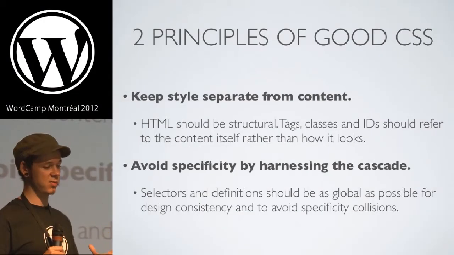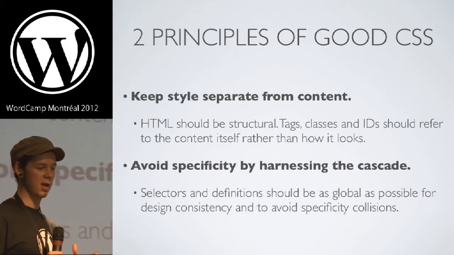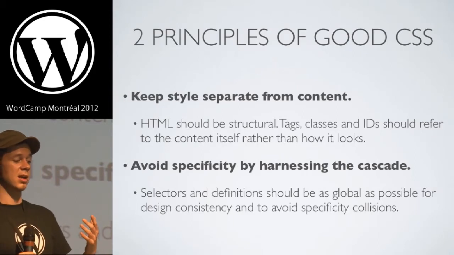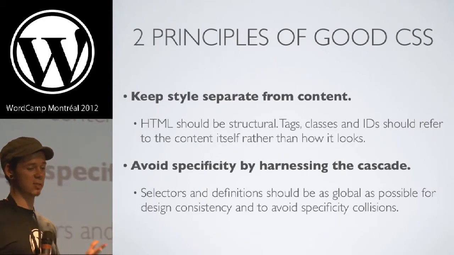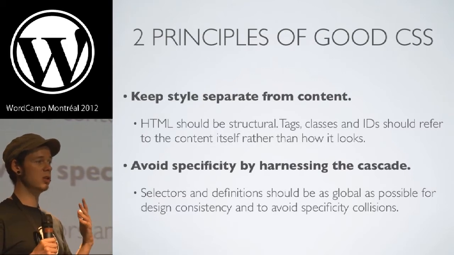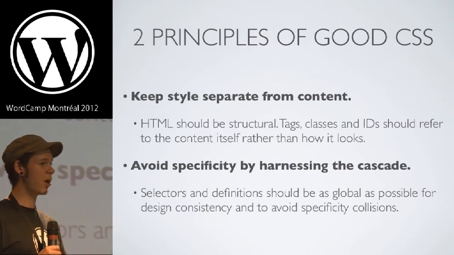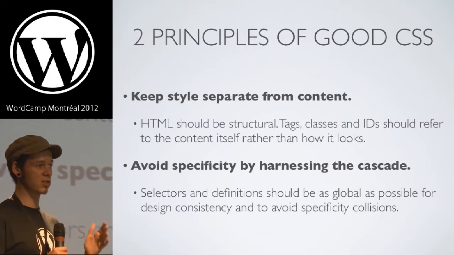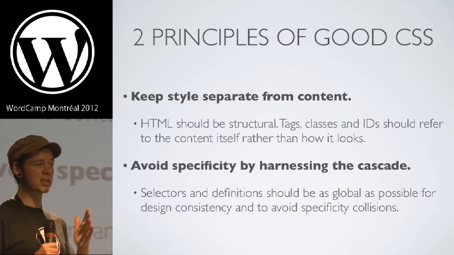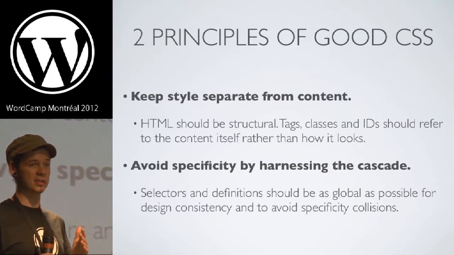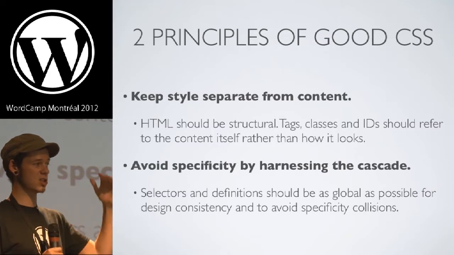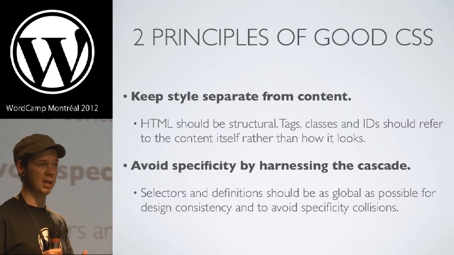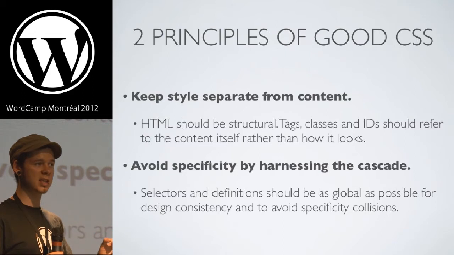And you should avoid specificity by harnessing the cascade. What that means is that selectors and definitions should be as global as possible. So you should never define sidebar li if you could have just defined li. What is really so special about that sidebar li that needs a definition? Your li definition should apply to the whole site, and only if you really need an exception should you use one. But you should second guess, because why isn't it exactly the same?